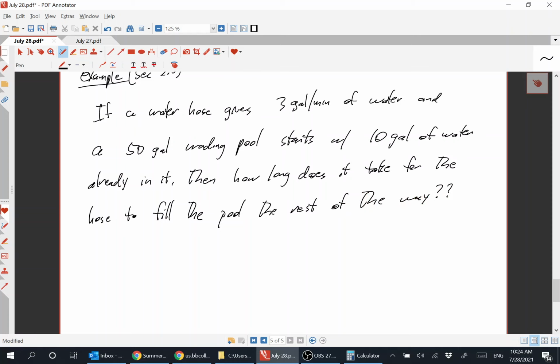Right, so the amount of gallons of water in the pool. Anytime you've got a rate of change problem in which the rate of change is constant, the problem will let you know that the rate of change is a constant. So in this one, this water hose gives 3 gallons a minute of water. I didn't say it varies, it just gives 3 gallons a minute. So it's a constant.